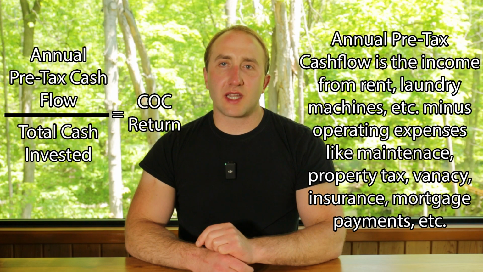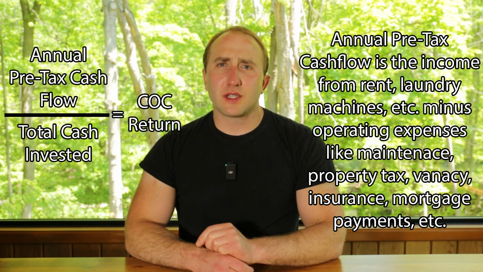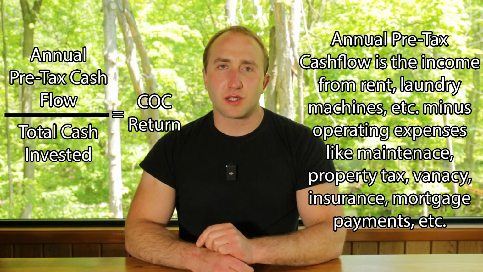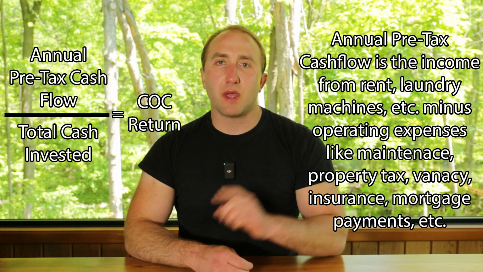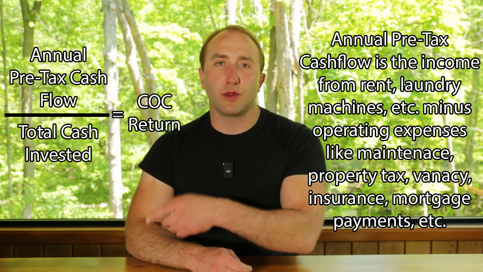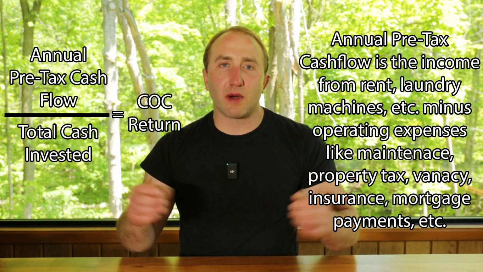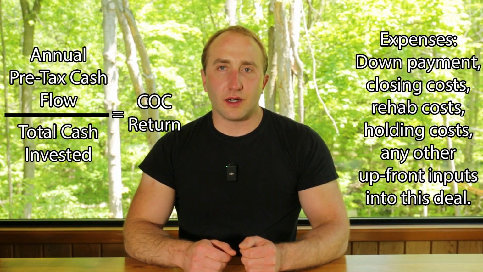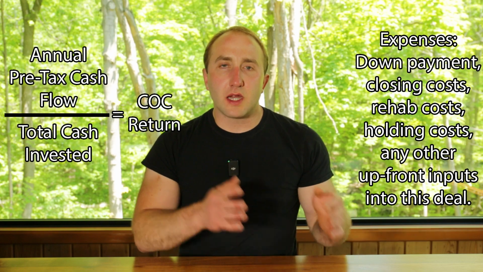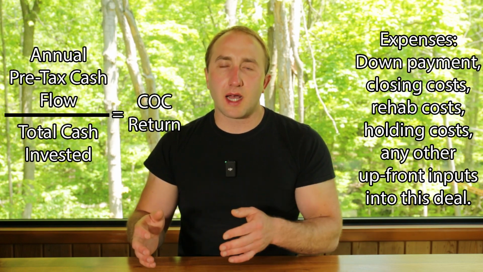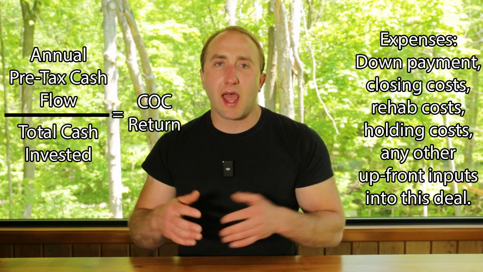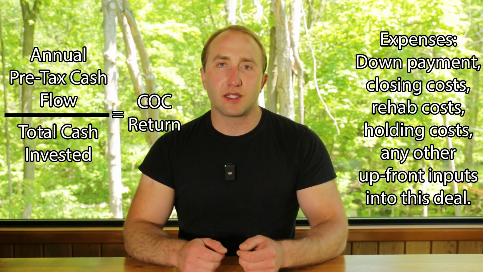Typically, the top of the equation is your annual pre-tax cash flow. That will be the total income minus all expenses, including but not limited to maintenance, taxes, insurance, and loan payments. The bottom of the equation is the total amount of money that you have invested in the deal. This includes your down payment, your closing costs, your rehab costs, your holding costs, and anything else that you have to sink into the deal.